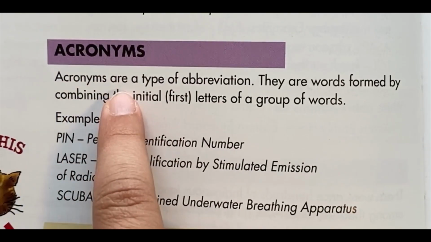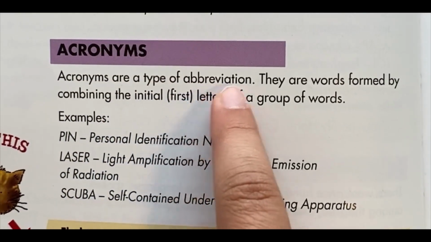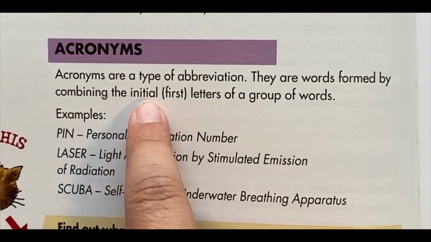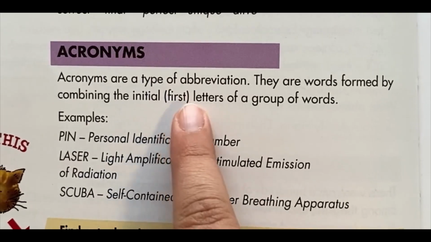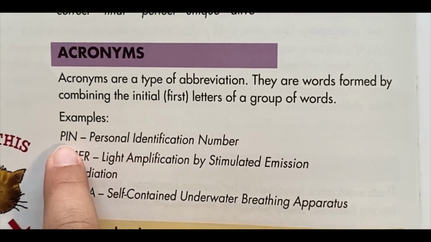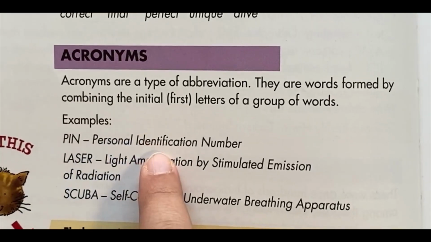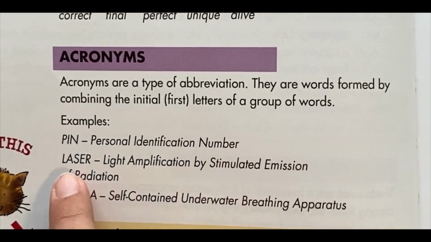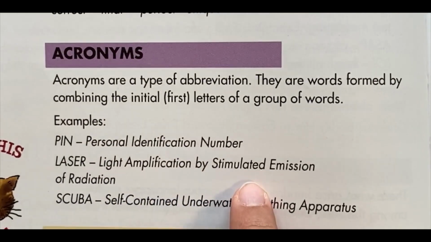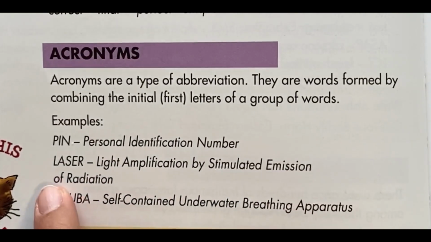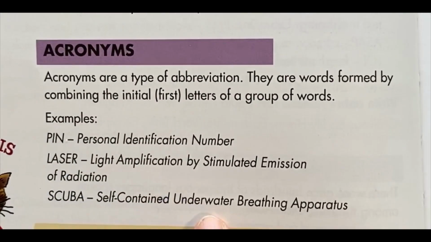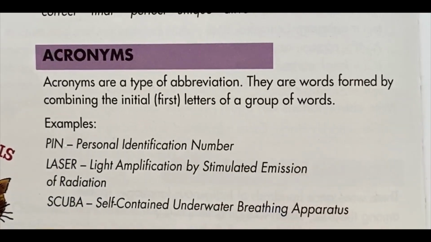Acronyms. Acronyms are a type of abbreviation. They are words formed by combining the initial first letters of a group of words. Examples: PIN, personal identification number. Laser, light amplification by stimulated emission of radiation. Scuba, self-contained underwater breathing apparatus.